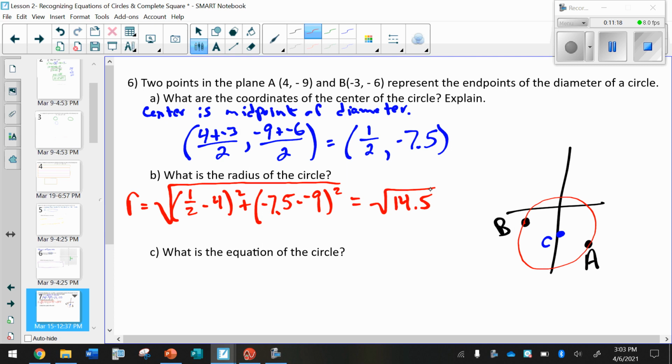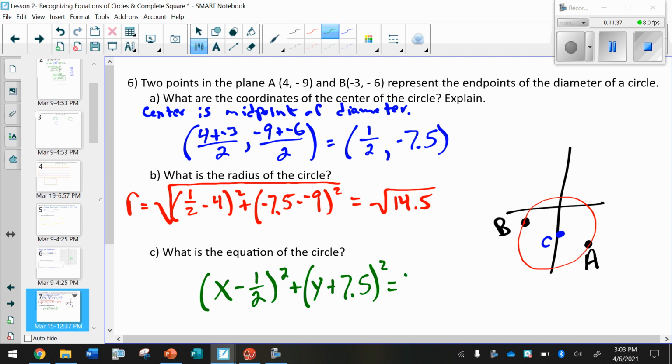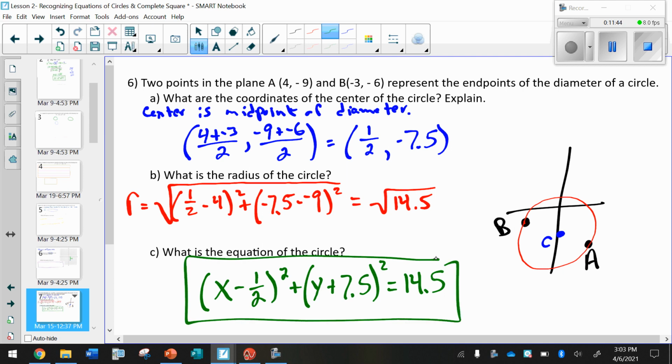And then what we're going to do is write the equation of our circle, because we know the center point and we know our radius, radical 14.5. When we square that, it becomes just 14.5 for our equation of our circle. Woo, wonderful.